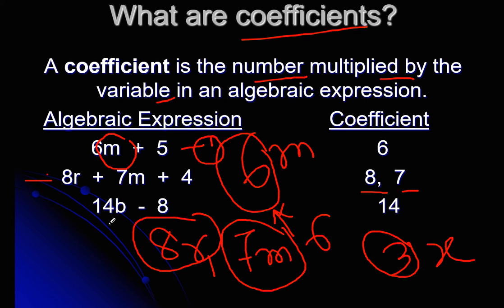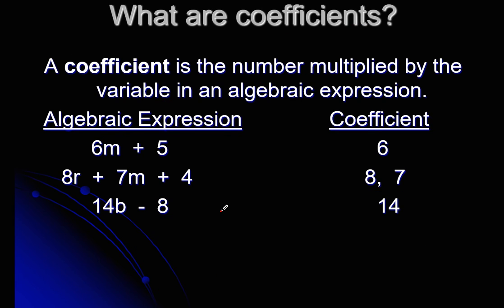In the third expression, 14b minus 8, the 8 is, again I'm telling you, a constant, and minus is an operator. In 14b, b is the variable, so the coefficient is 14, multiplied with the variable b. So 14 times b, and 14 is the coefficient. Clear? This is the way we find the coefficient.